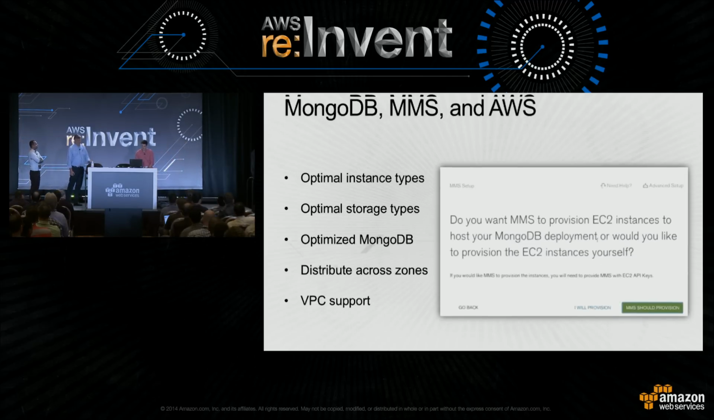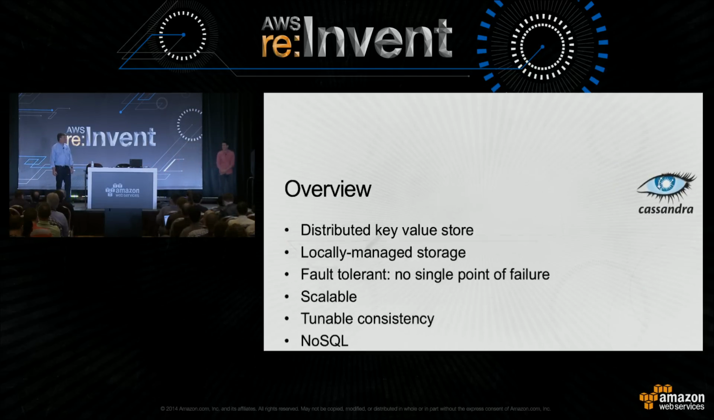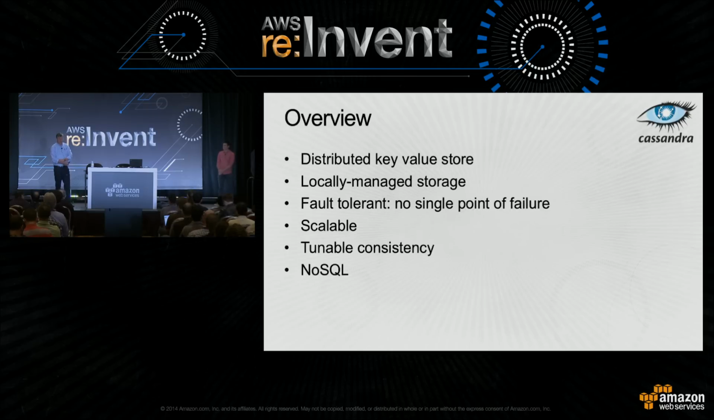All right. Cassandra, at speed. Just a brief overview of Cassandra, which is a distributed key value store. It's not a document store, key values. It's locally managed storage. Each node in there is independent, so you have great fault tolerance, no single point of failure in a cluster. It's quite scalable, and you can tune your consistency easily.